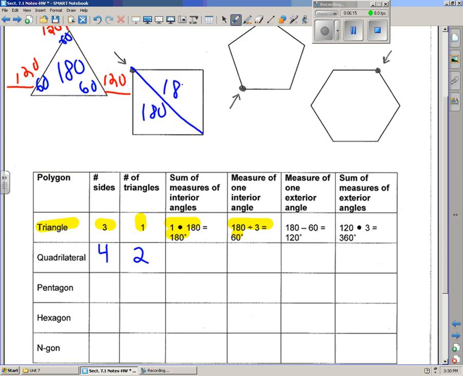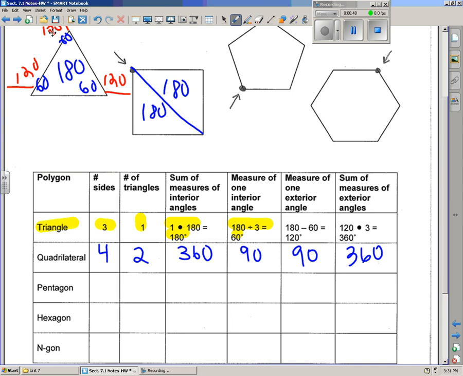Each triangle is worth 180 degrees. So 2 triangles at 180 is a total of 360. If we find the measure of one of those angles, it's 360 divided by 4, because there's 4 sides. Each angle measure is 90 on the inside. Then if an inside is 90, the outside is its supplement. So 180 minus 90 is 90. And if we have 4 outside angles, 4 times 90 is 360.